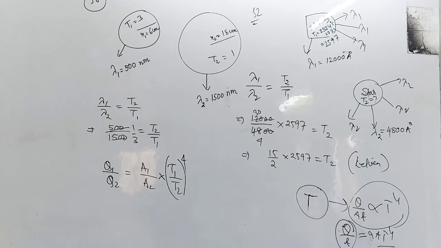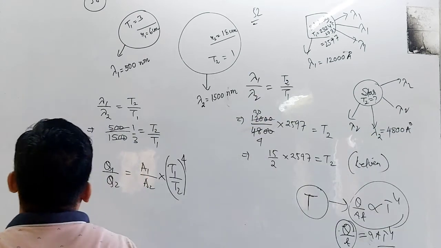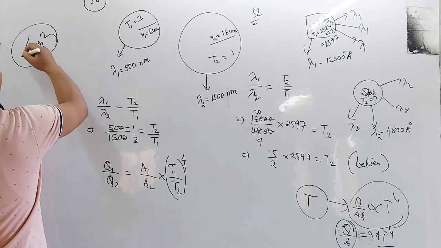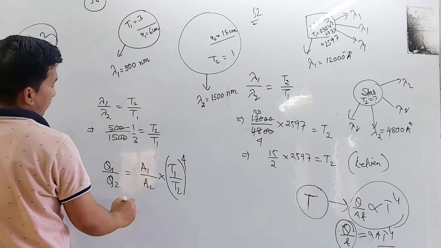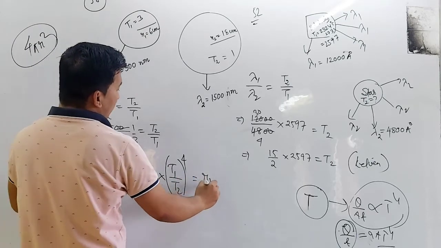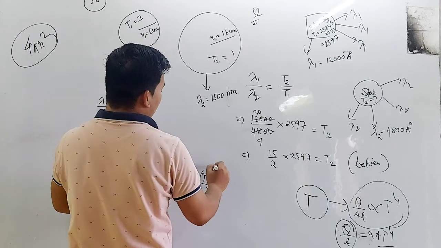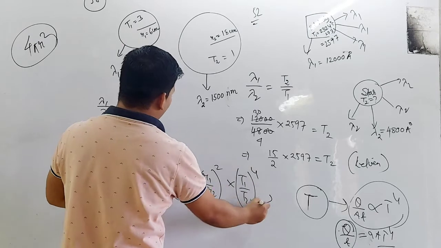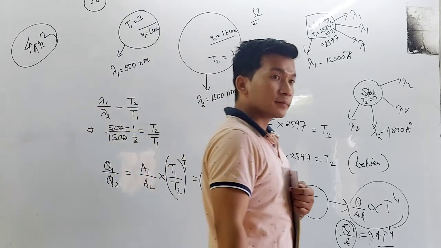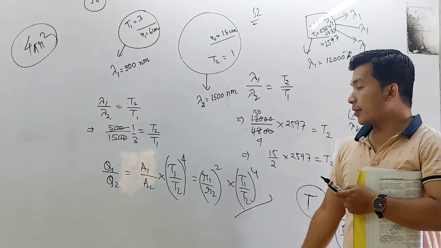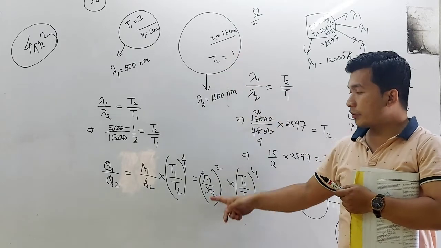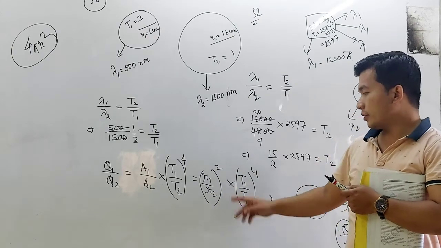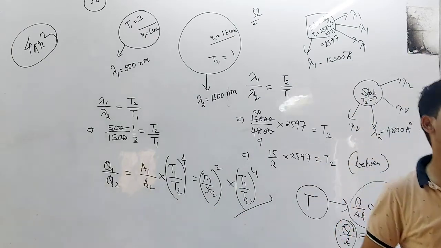We know that the area of a sphere is 4 pi r square, so the 4 pi cancels out, and we can take this to be R1 by R2 raised to the power square into T1 by T2. You calculate this at your home. The value of R1 is 6, R2 is 18, so 1 by 3 will come. You will get the answer. What answer do you get?